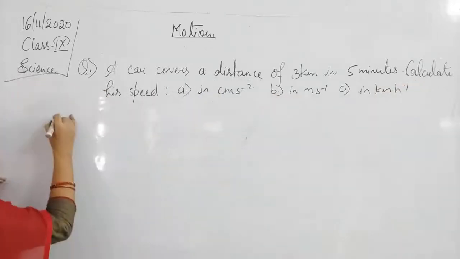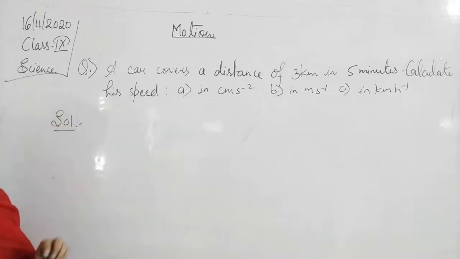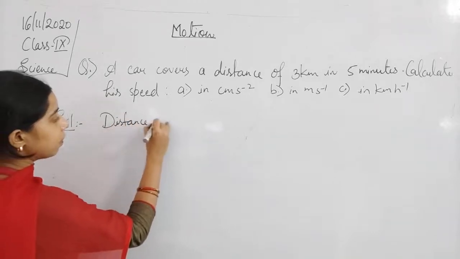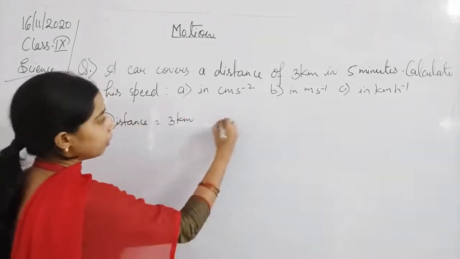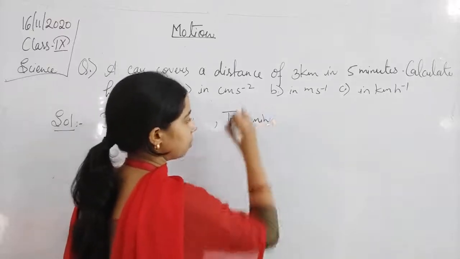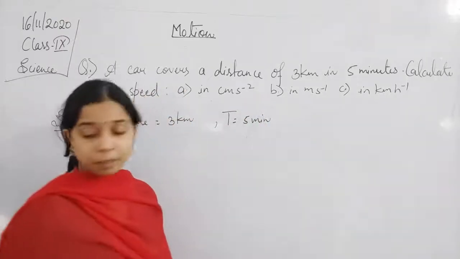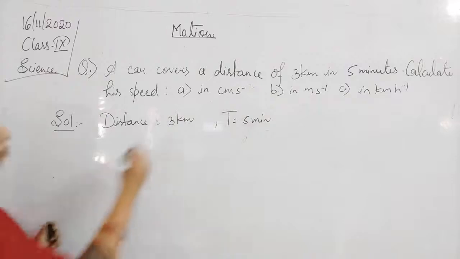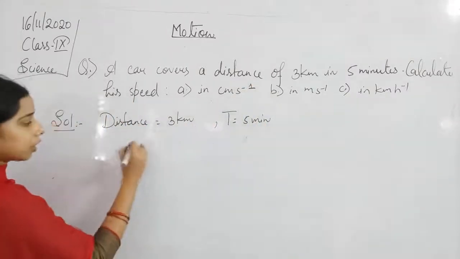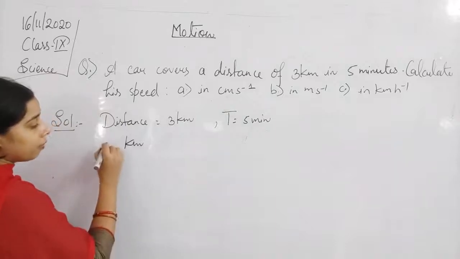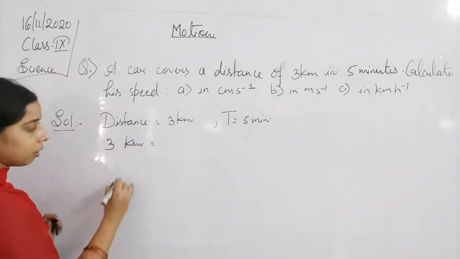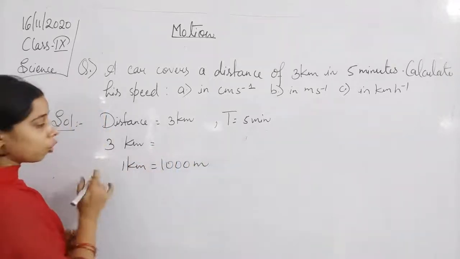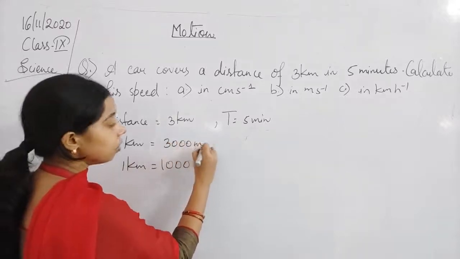Okay. Now you see, students, first of all we will try to find the speed in centimeter per second. The distance travelled is given as 3 kilometer, and the time is given as 5 minutes. So if it is in centimeter per second, students, at first we will convert this kilometer into centimeter. So 3 kilometer will be equal to how many meters? We know that 1 kilometer is equal to 1000 meter. So 3 kilometer will be equal to 3000 meter.